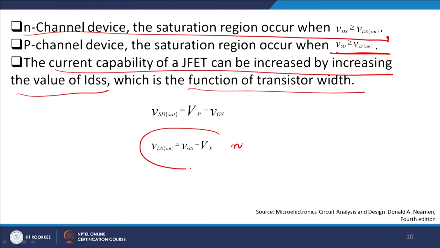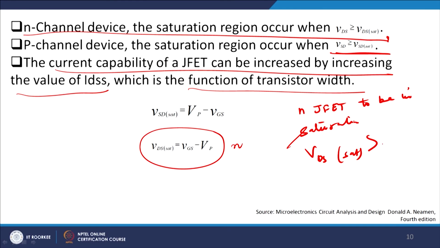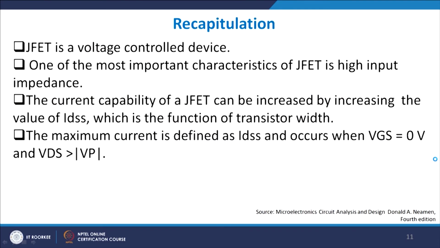As I discussed with you, for an N channel, VDS sat should be equal to VGS minus VT, which means that for an N JFET to be in saturation, VDS sat should be greater than or equal to VGS minus VP. Please keep this in mind, where VGS is the gate to source voltage and VP is the pinch off voltage.